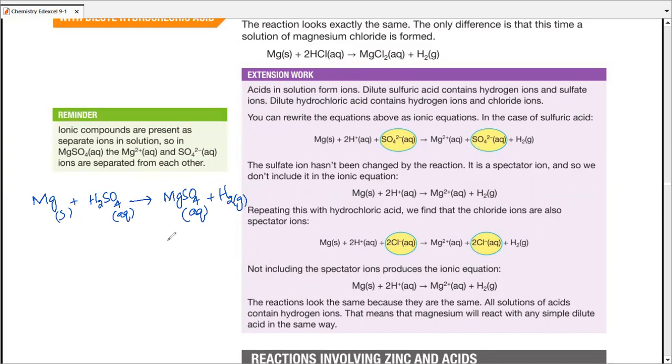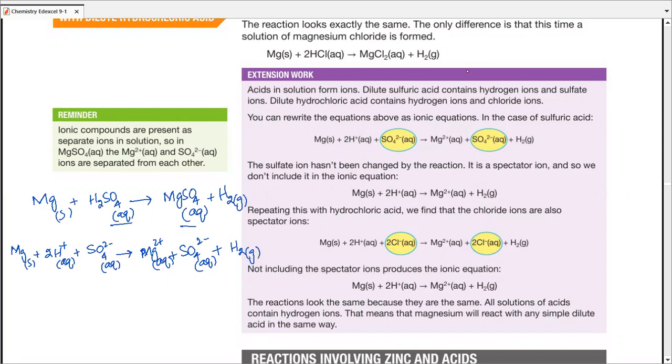Now, I hope you understand we need to write the aqueous species as separate ions in an ionic equation. So let's rewrite the whole equation. Magnesium is a solid, plus we have two H positive ions in aqueous solution. Why? Because the ions are separated in aqueous solution, thus we have sulfate ions in aqueous solution. It's going to give us the magnesium ions in aqueous solution, so Mg2 positive. It's also going to give us the sulfate ions in aqueous solution again on this side. Plus, my bad, these are two negative, and the hydrogen gas.